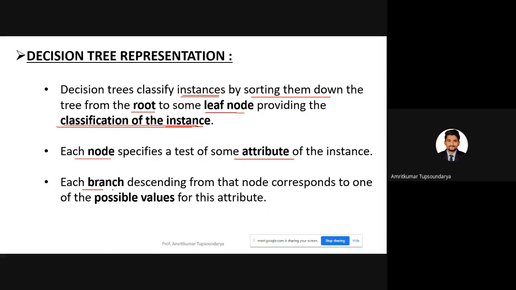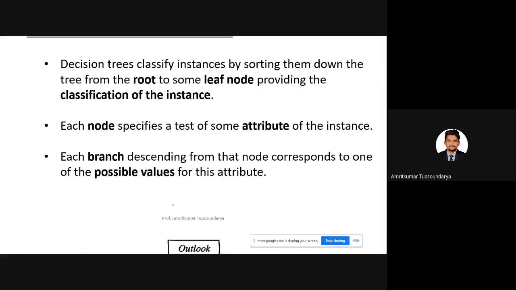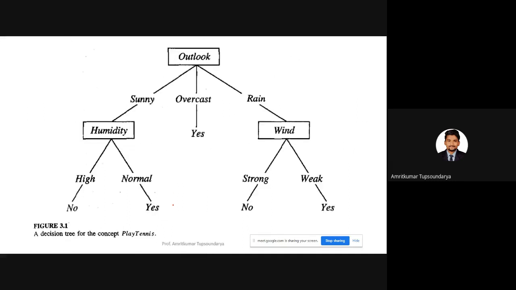Now, each branch descending from these nodes, right? Each branch descending from this node corresponds to the possible values. Possible values of what? Possible values for that particular attribute. Now, it does not just give the value which is suitable, but it gives you all the possible values. It is up to us, depending on what kind of instance, to decide what is the correct value among all the possible values.